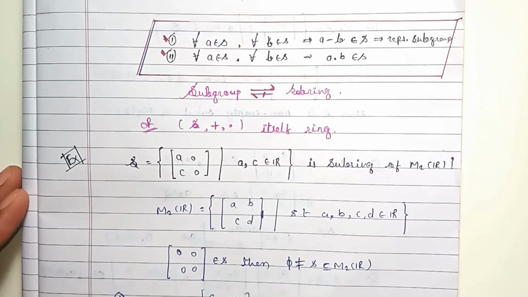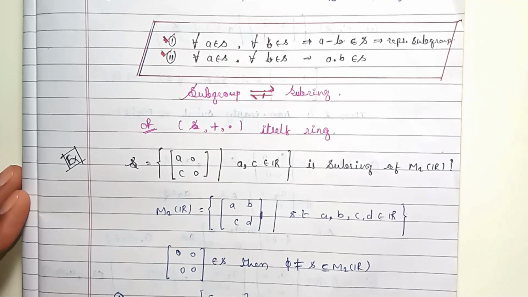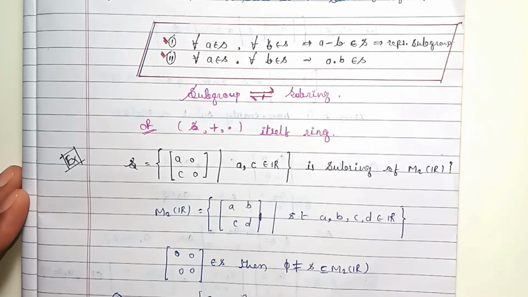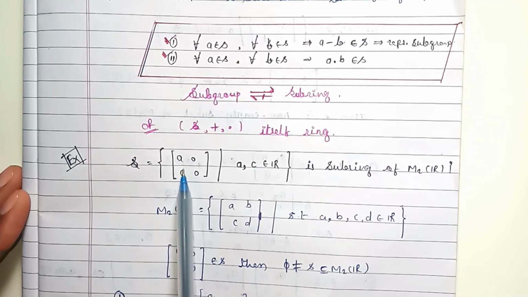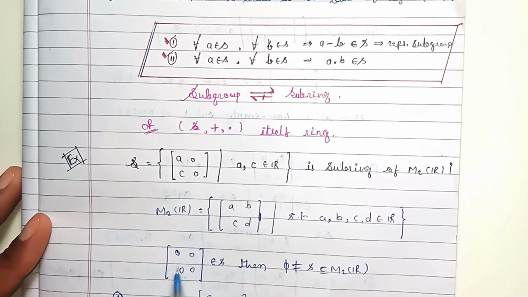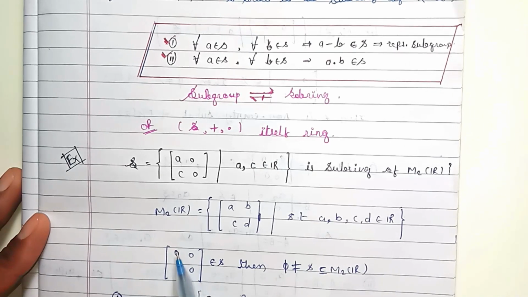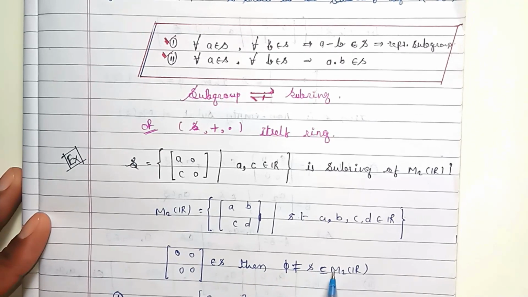By using our definition, we have to show that S is non-empty. Non-empty means we need some elements inside S. We have the possibility of the matrix with a, c in the first row and 0, 0 in the second. But what happens if we have all zeros? When we have the zero matrix, we also say that it is non-empty because some elements are there. So the zero matrix is also from S, and we say that S is non-empty, and it is from M2(R).